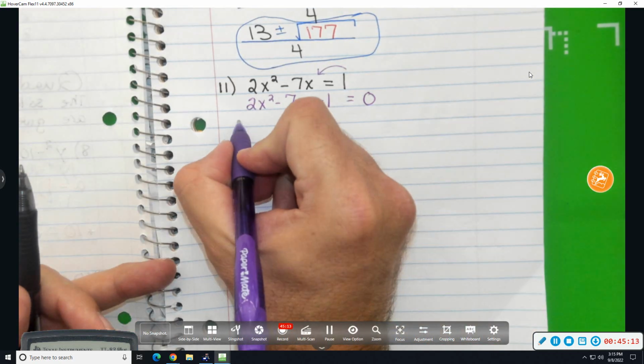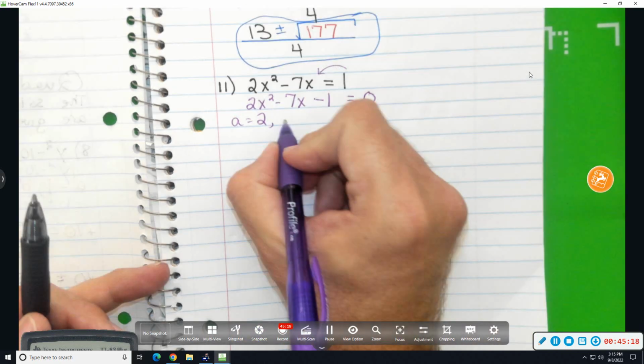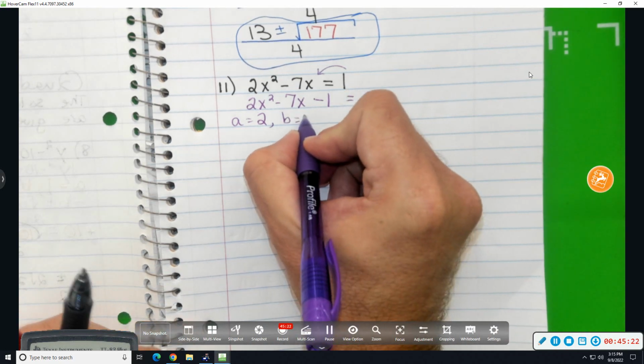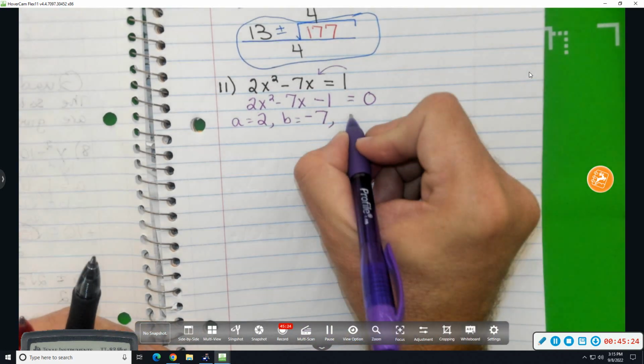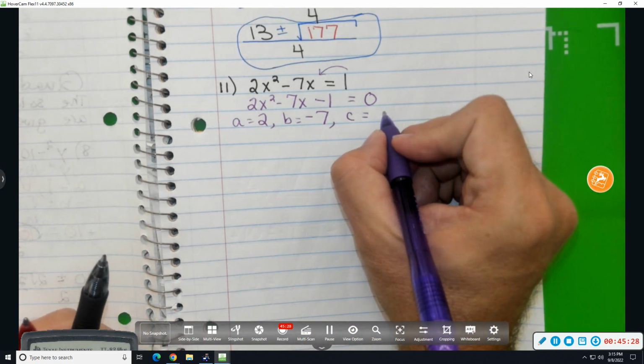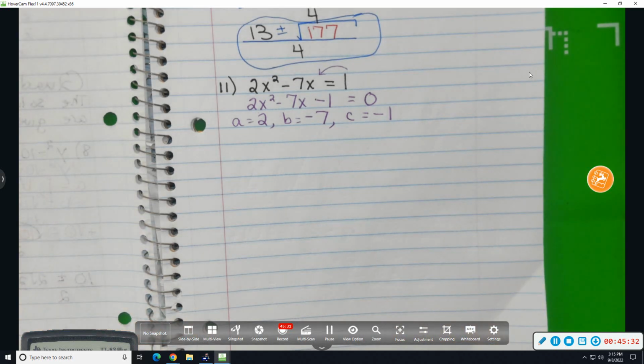And now let's identify our A, B, and C values. What's B, y'all? What do y'all think B is? -7. Okay. And C? I think it's still a -1. It was moved over. I saw the one underneath, so I thought that was like it. I didn't realize 9 and 11 were so similar.